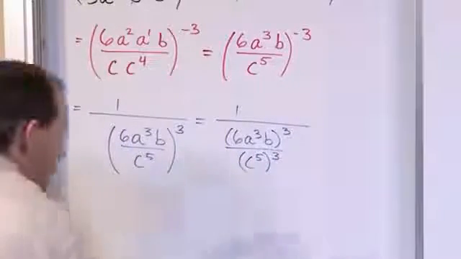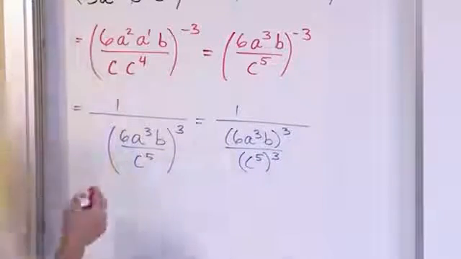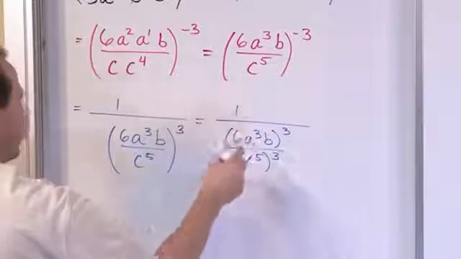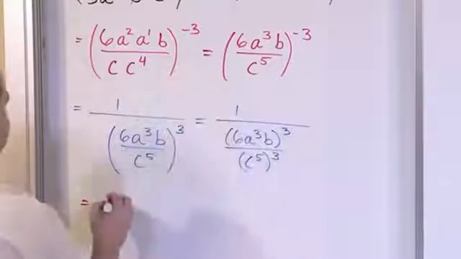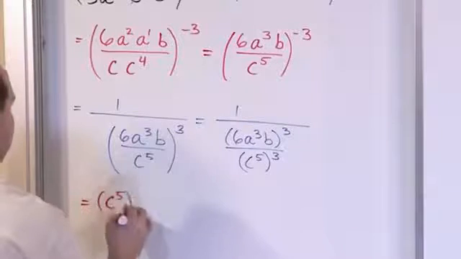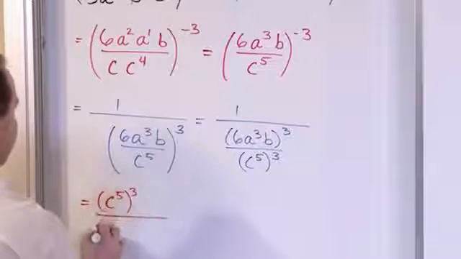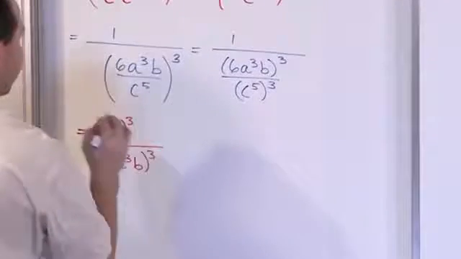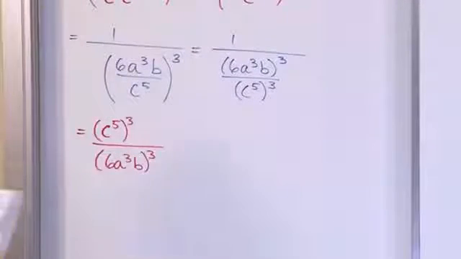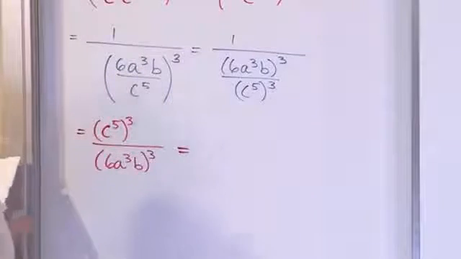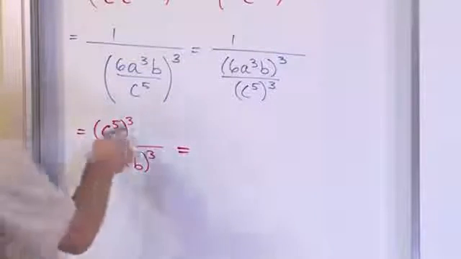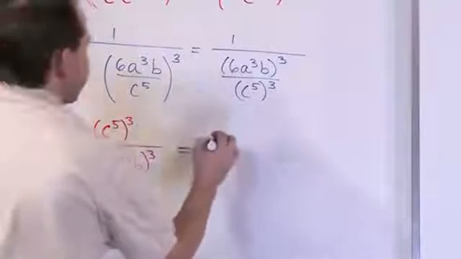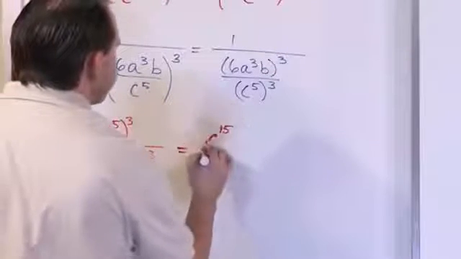And I'm going to show you why this is true in a minute, but for now let me just write down. When you do this, what's going to happen is this is going to go to the top, so you're going to have c to the 5th to the 3rd power, and you're going to have 6a cubed b to the 3rd power, like this. And then what's going to happen at the end of the day, if you want to make it even more clear, is you could distribute this in. 5 times 3 is 15, c to the 15th power.